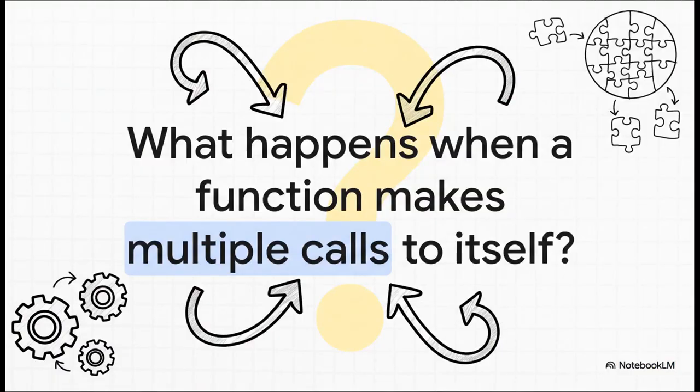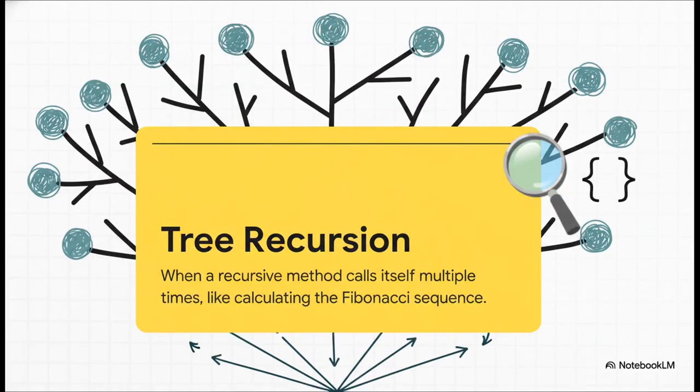Now, in our factorial example, each function call only made one more call. It was a straight line down and a straight line back up. But what if a function needed to call itself twice to get its answer? Or 3 times? What would that even look like? Well, what you get is something called tree recursion. Instead of a simple chain, the calls start branching out, creating a structure that looks, well, like a tree.